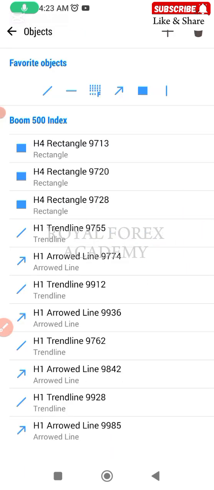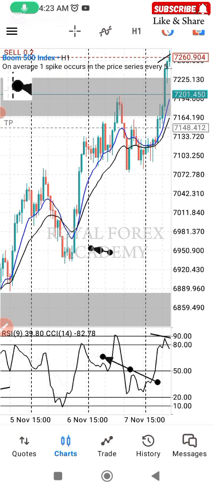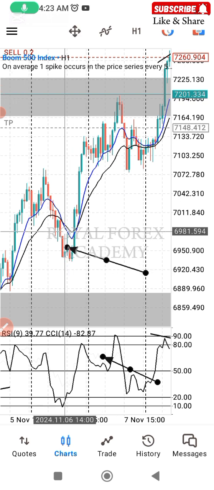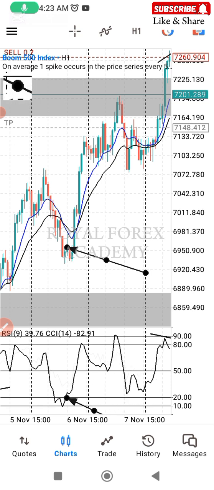This is a continuation. Can you see this? The price pulled back to this zone. When it pulled back to this zone here, look at our commodity channel index. Our commodity channel index is coming from the downside of the level of 20. So that is a double confirmation for us.